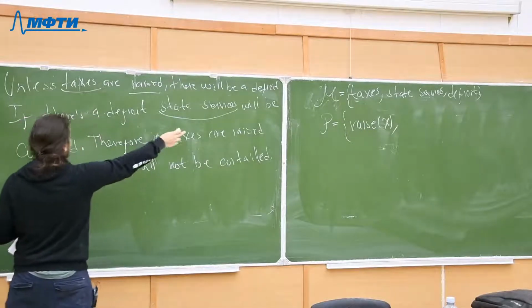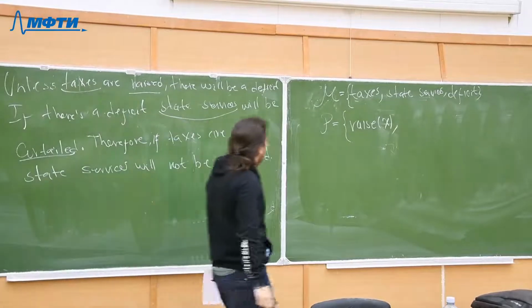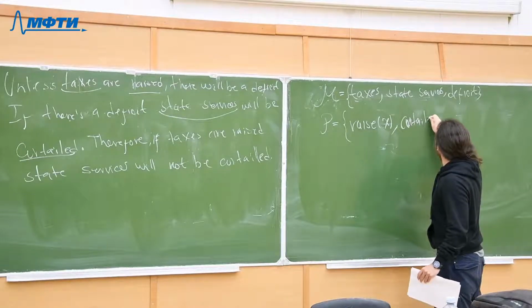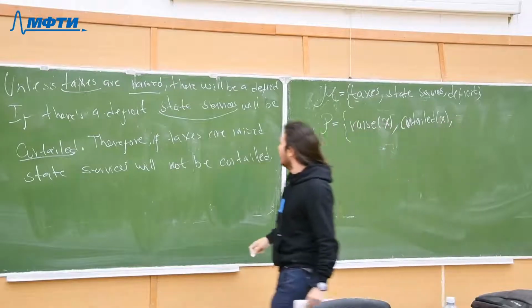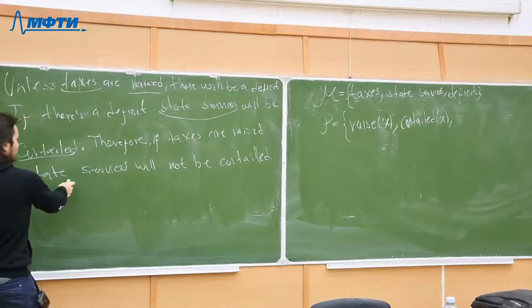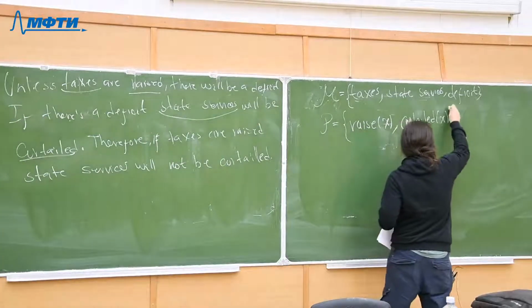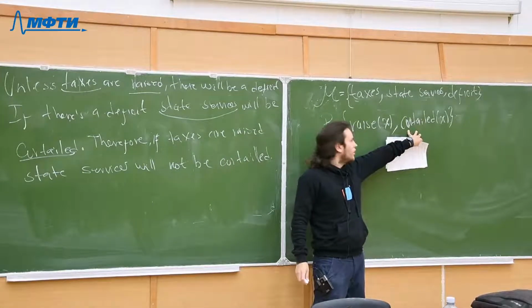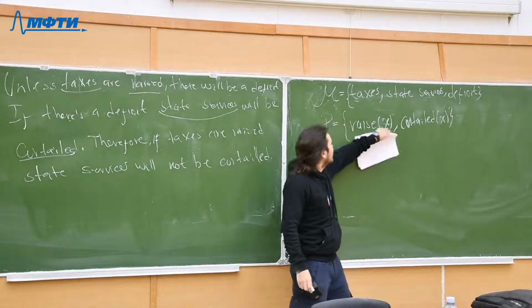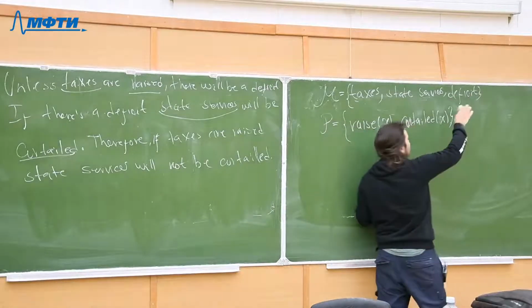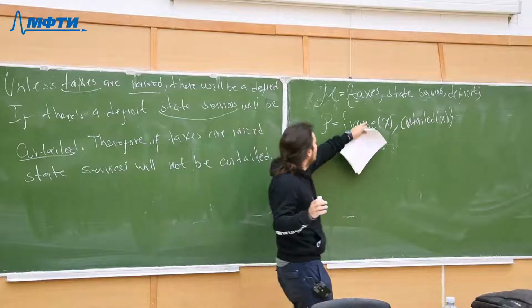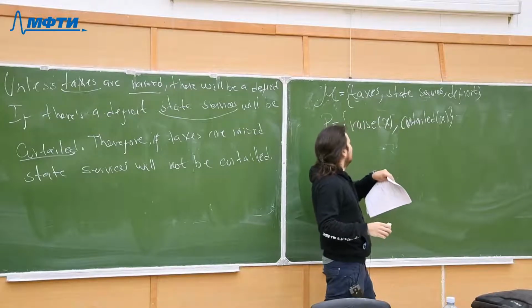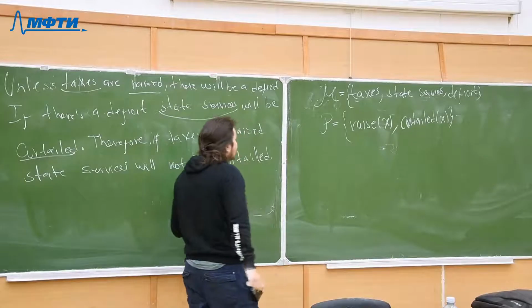If there's a deficit, the state service will be cartelled. How do I write that? I really don't know. And if taxes are raised, again, state service will, and that's it. So we have two predicates, and each of these predicates can take each of these values. Not deficit. Deficit can just happen or not happen. But taxes can raise, and state services can cartel. Okay, so let's write this somehow.